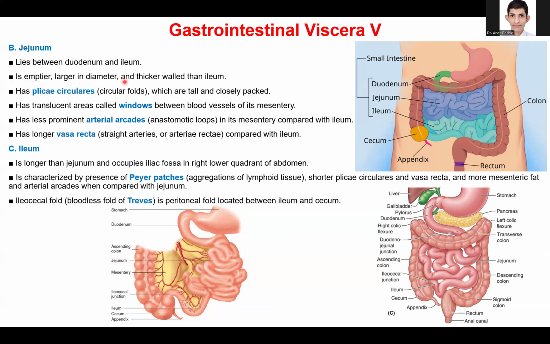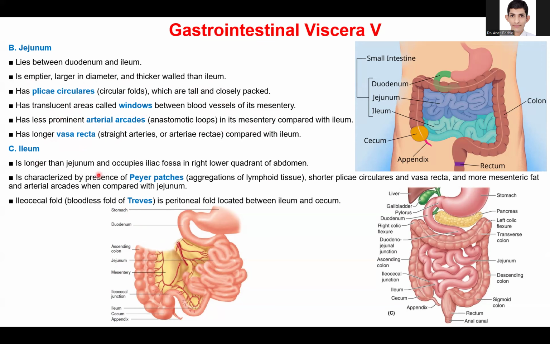The jejunum is emptier, larger in diameter, and has a thicker wall than the ileum. It has plicae circulares, circular folds, which are tall and closely packed. It has translucent areas called windows between the blood vessels of its mesentery, has less prominent arterial arcades and anastomotic loops in its mesentery compared with the ileum, and has longer vasa recta, straight arteries, compared with the ileum.